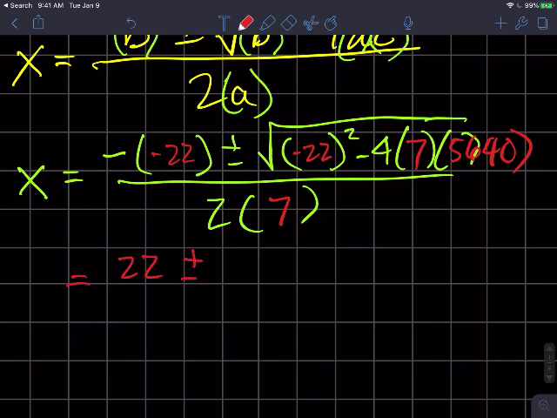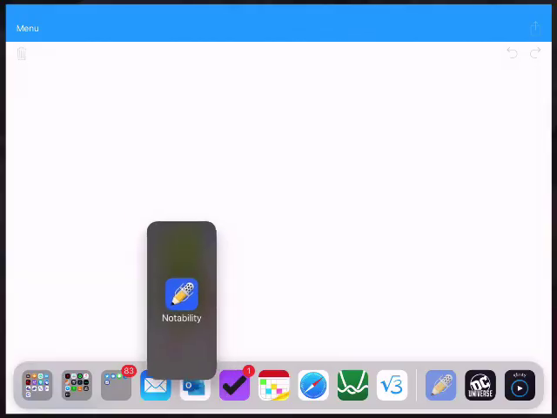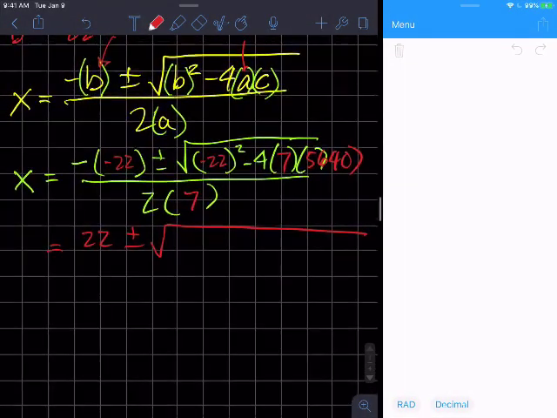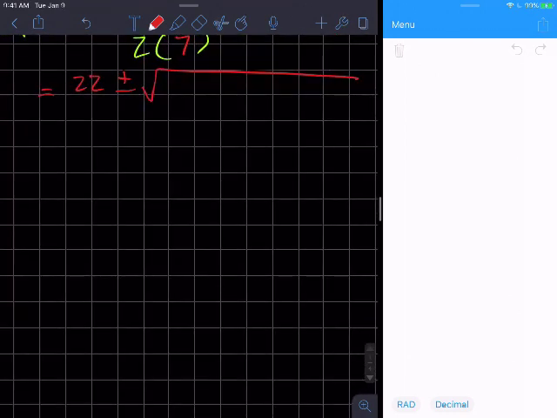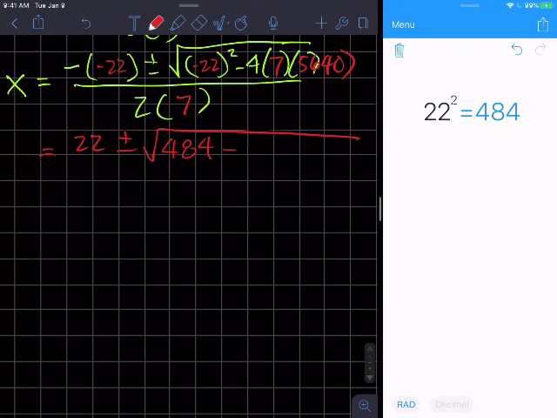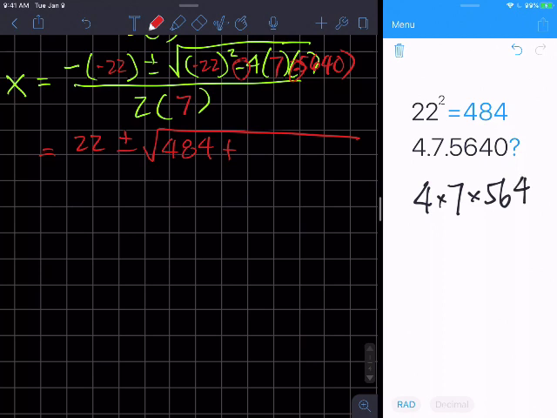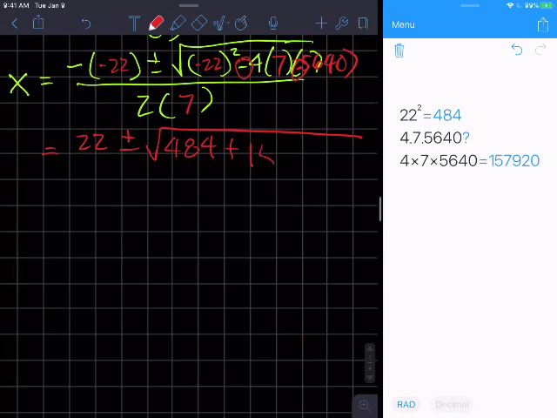So this is going to be 22 plus or minus the square root of 22 squared, which is 484, minus, oh, this is negative 5640. So these two negative signs will end up being positive. And so 4 times 7 times 5640 is 157920. All of that is over 14.